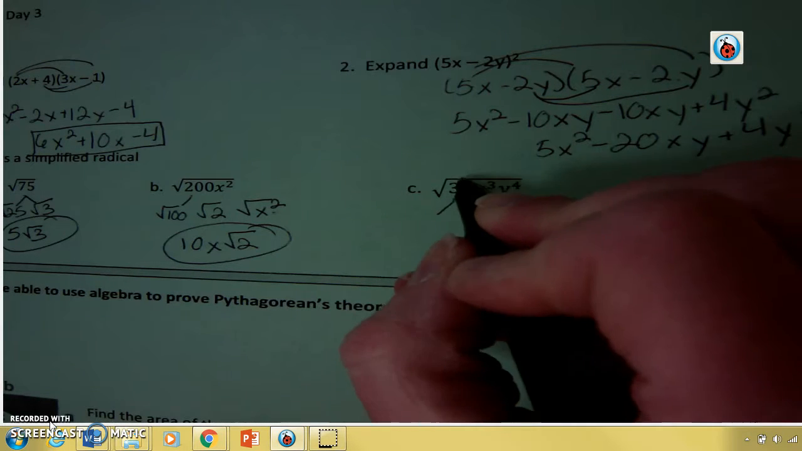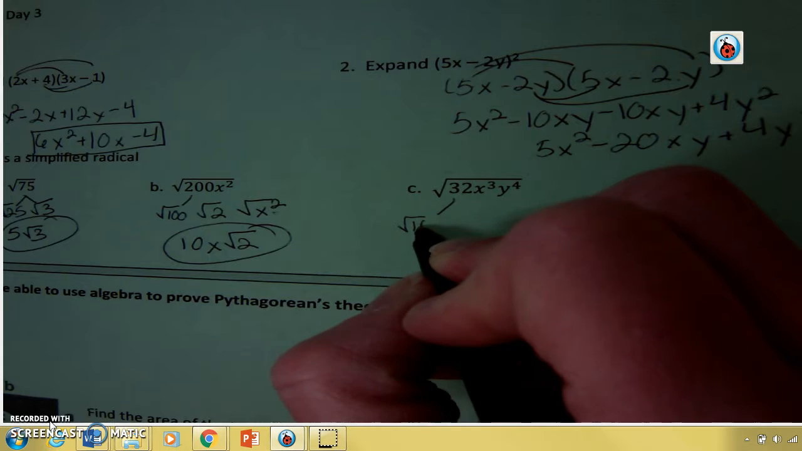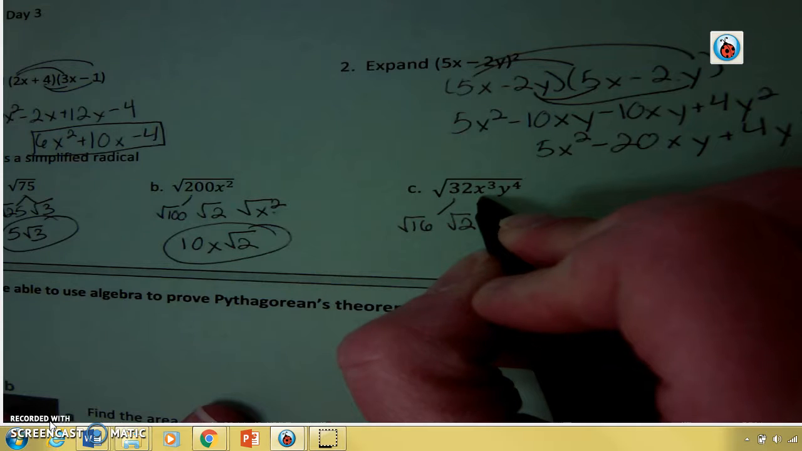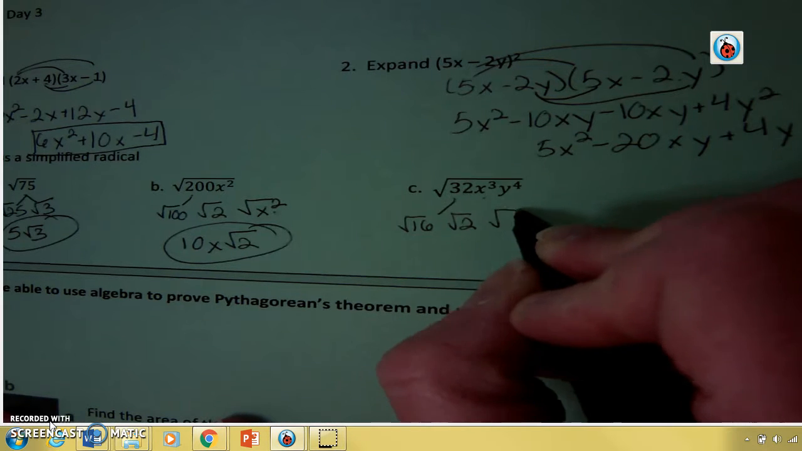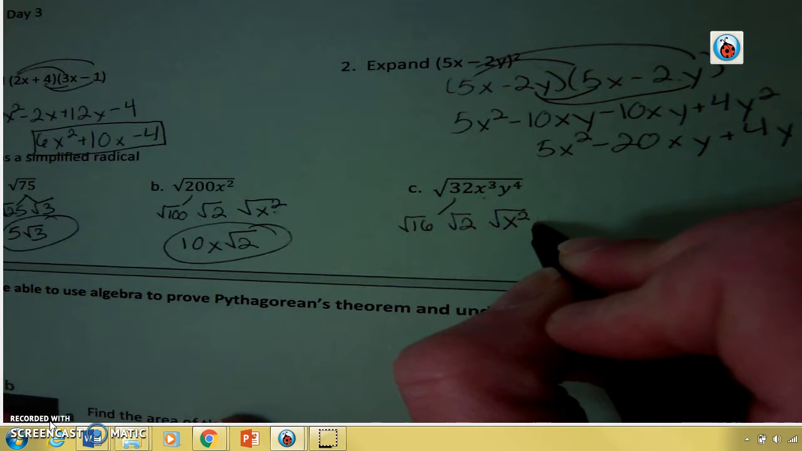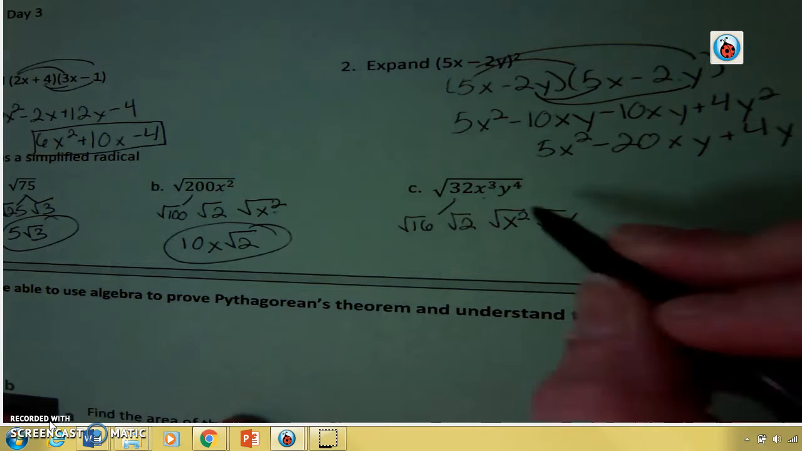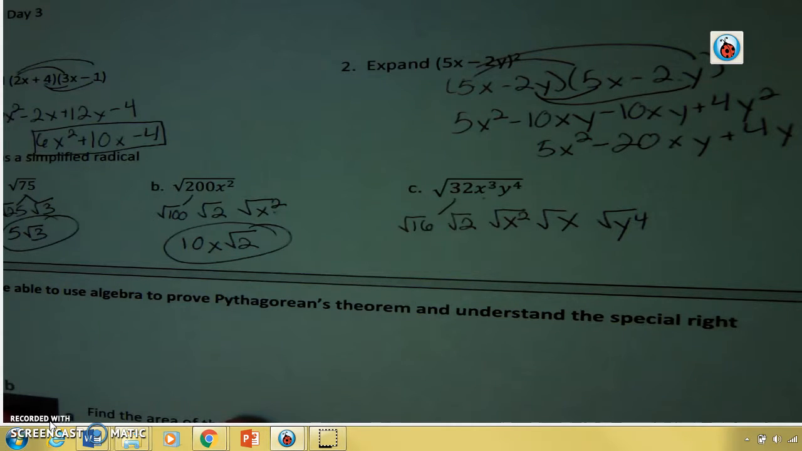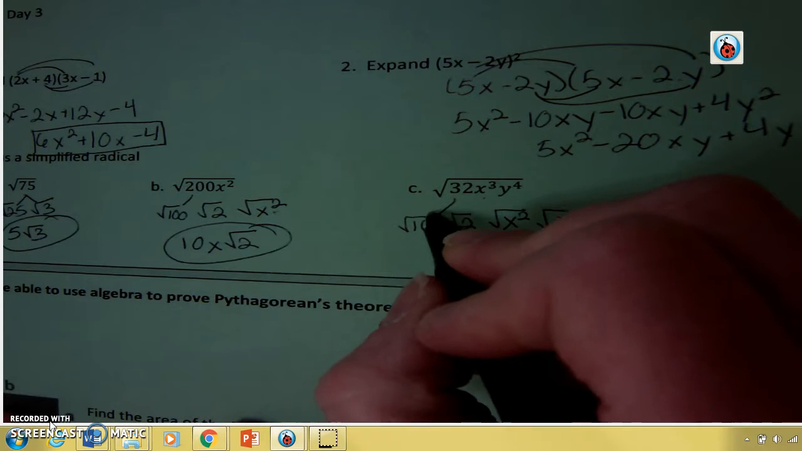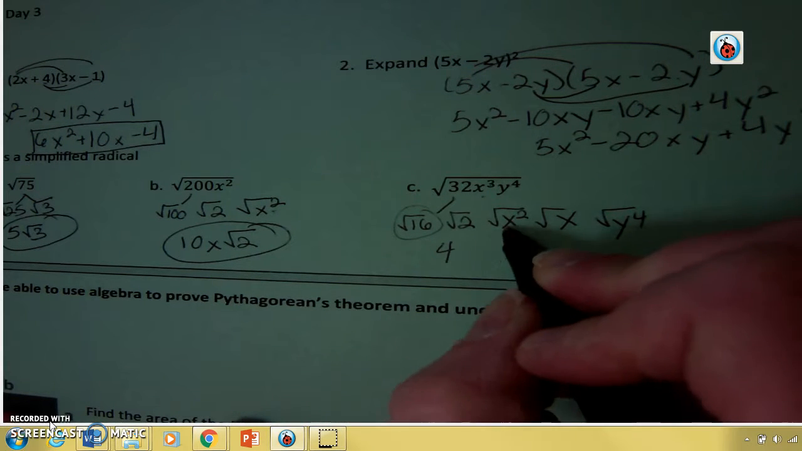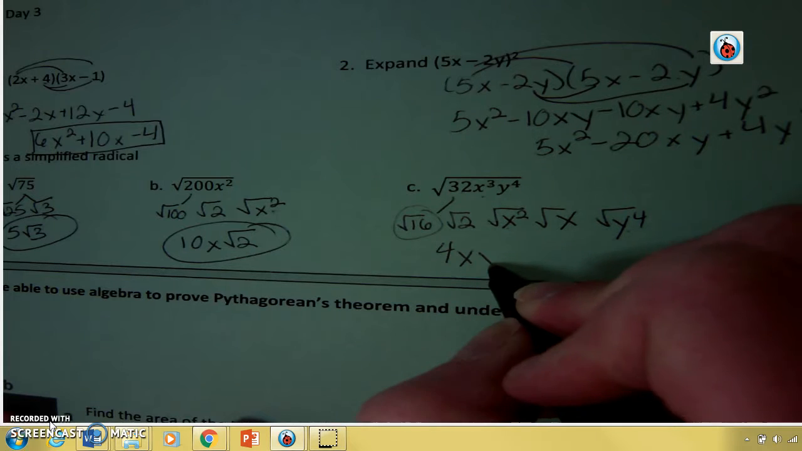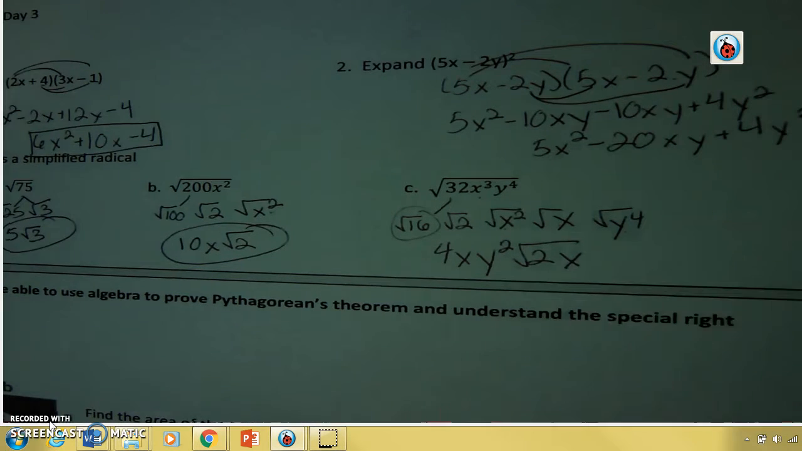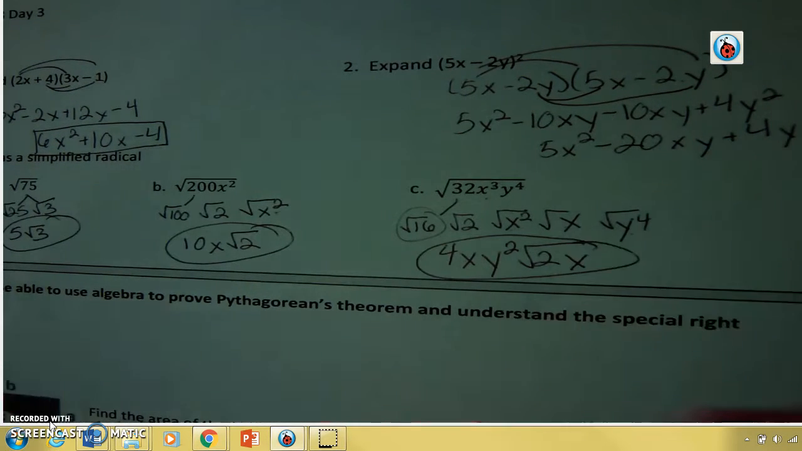Last one. Let's see. Square root of 16 times the square root of 2, that's 32. X cubed, because square root is kind of taking 1/2 of the exponent, so I can't do it when it's the third power because I would get a decimal. So I'm going to split those up to x squared and x, and then the square root of y to the 4th I can do because it has an even exponent. I'm going to take the square roots that I know. Square root of 16 is 4. Square root of x squared is x. Square root of y to the 4th is y squared. Then I'm going to leave those last two. And then that's my answer.